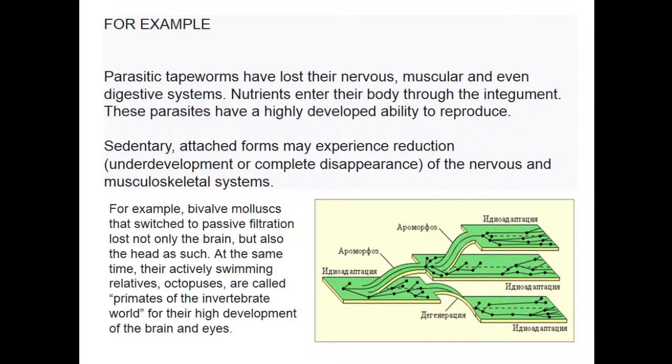Another example: bivalve mollusks that switch to passive filtration lost not only the brain but also the head as such. At the same time, their actively swimming relative, the octopus, is called the primate of the invertebrate world for its high development of the brain and eyes.